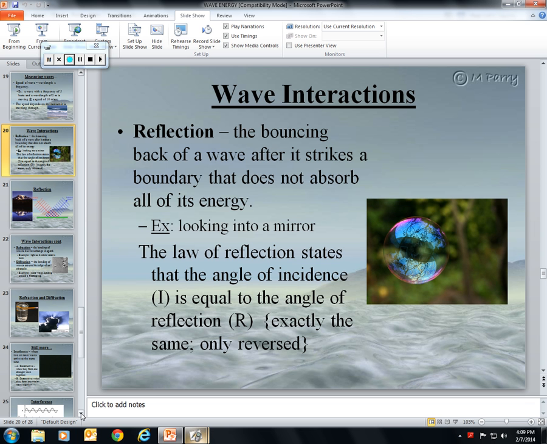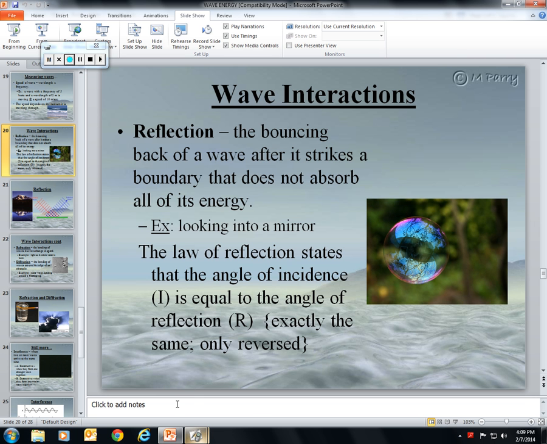Okay, there are a few wave interactions I need you to know. A reflection is when it bounces back. It hits a flat surface or a plane and bounces back at exactly the same angle. Okay, reflection comes back at exactly the same angle, and that's why you might hear an echo. That would be an example too. And it comes back exactly the same.